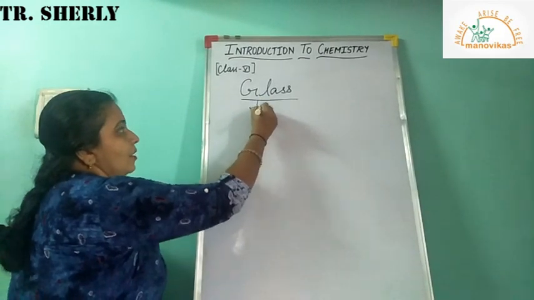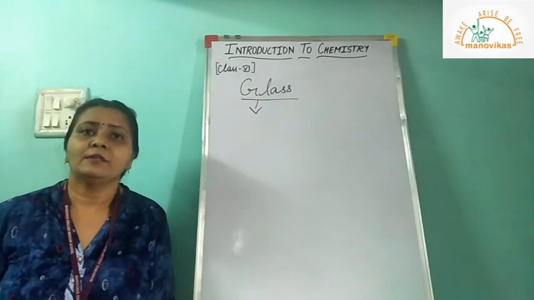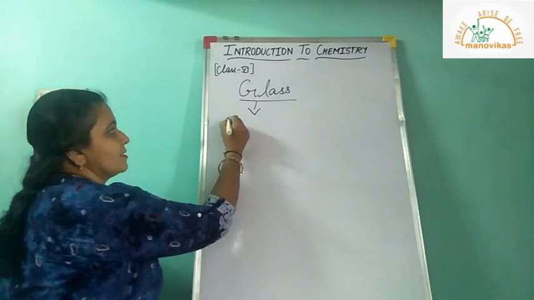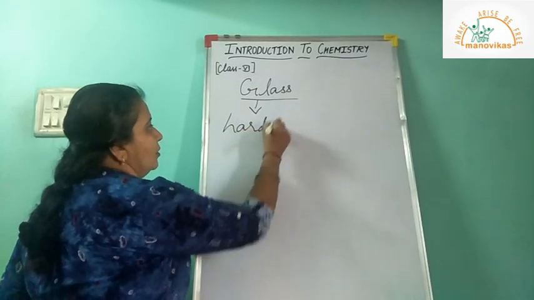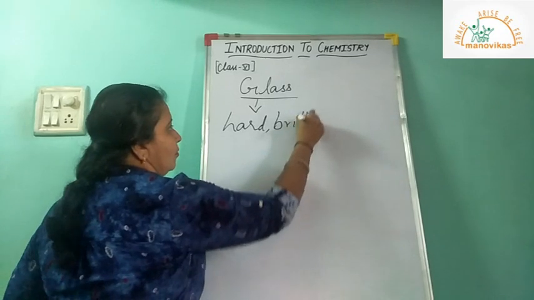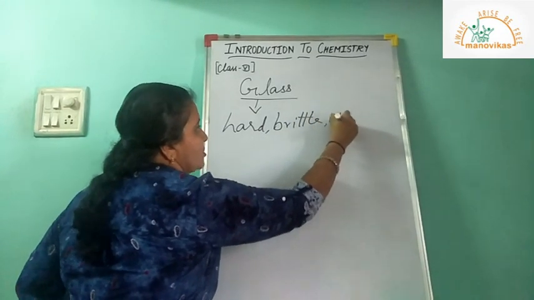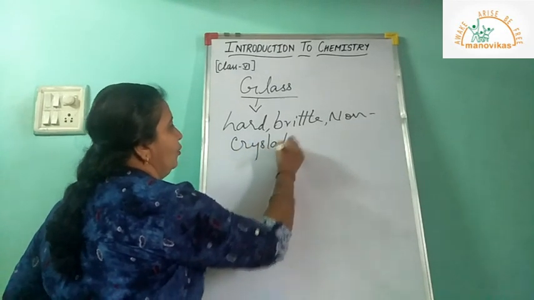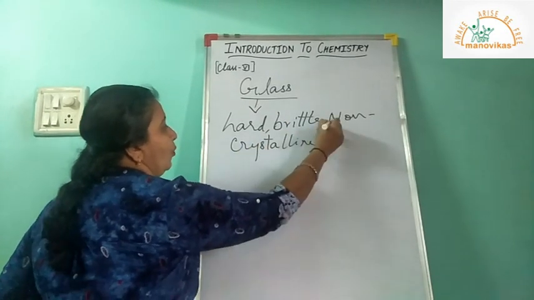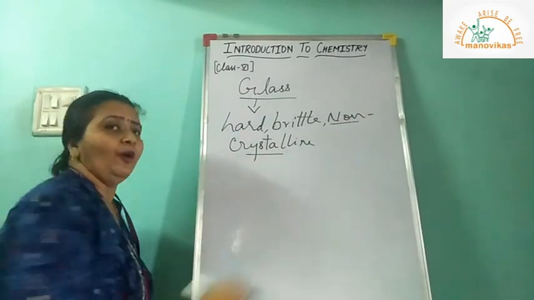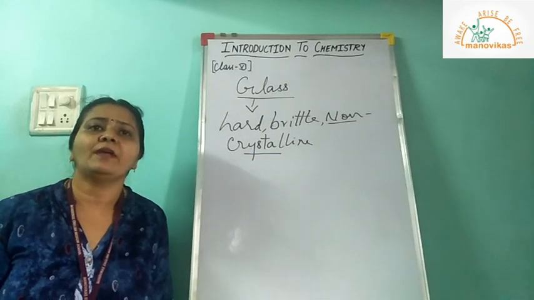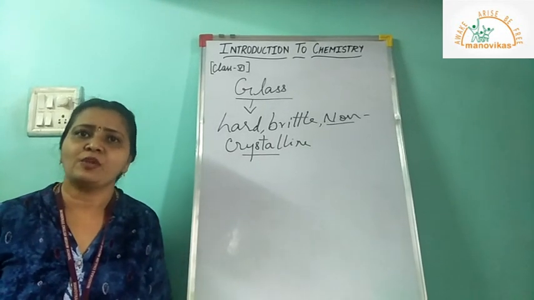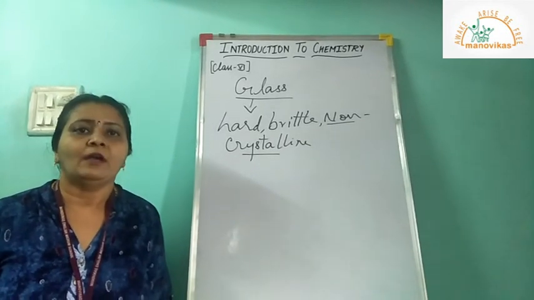What is glass? Glass is a hard, brittle, non-crystalline material. What do you mean by non-crystalline? Non-crystalline means solids with irregular shape. It can be transparent, translucent or opaque.